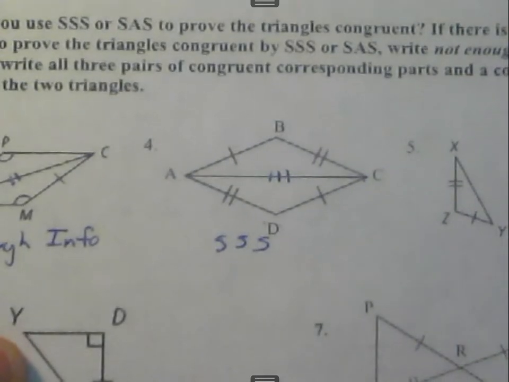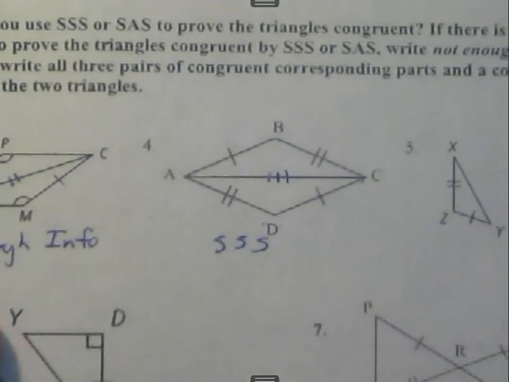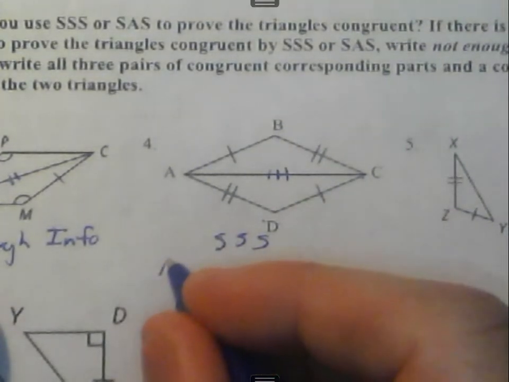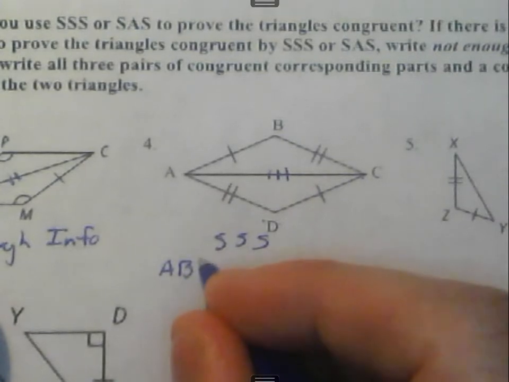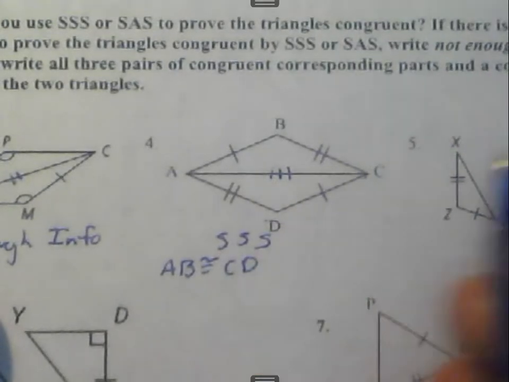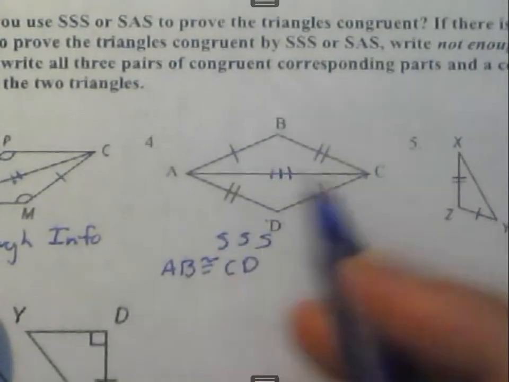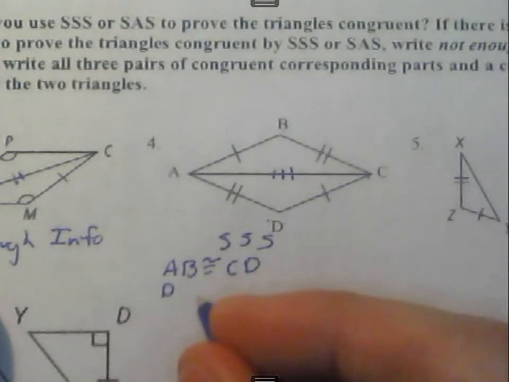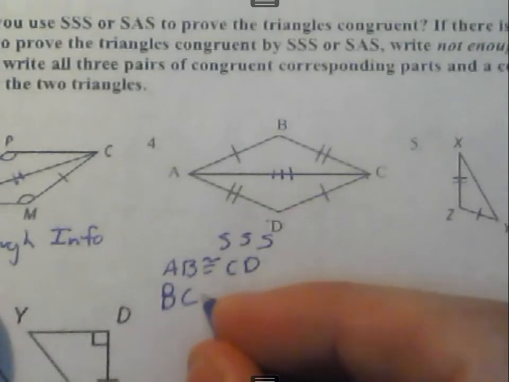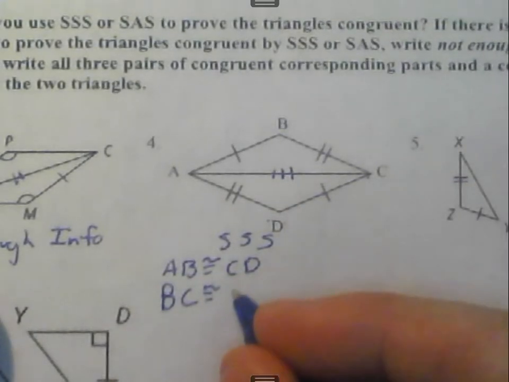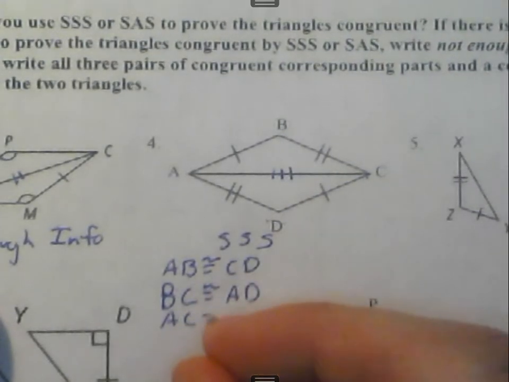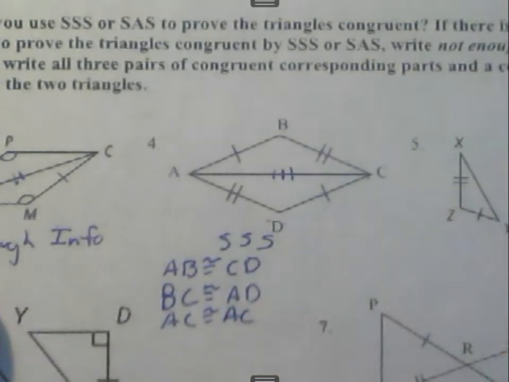Next, what we're going to do is write all three pairs of congruent corresponding parts and a congruent statement for the two triangles. So I know that AB is congruent to CD. I know that also DA, AB, which should be BC, is congruent to AD. And lastly, AC is congruent to AC.